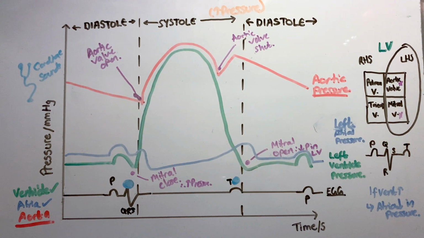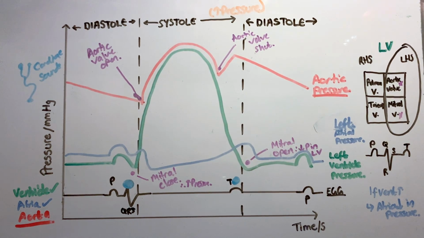Just one final point to mention. If you look at the black line I've drawn, the P wave represents atrial depolarization. That basically means there's a current within it, so it will start filling. As you can see, when there's a P wave, there's also a hump in the blue line, which represents my left atrial pressure as well.